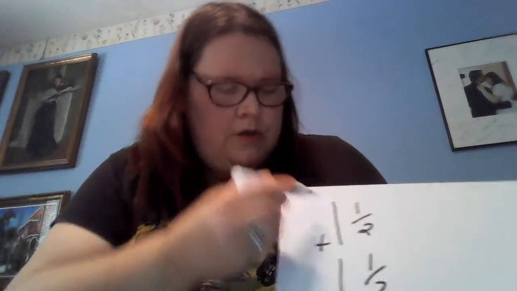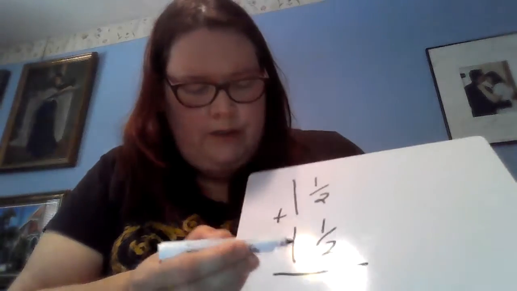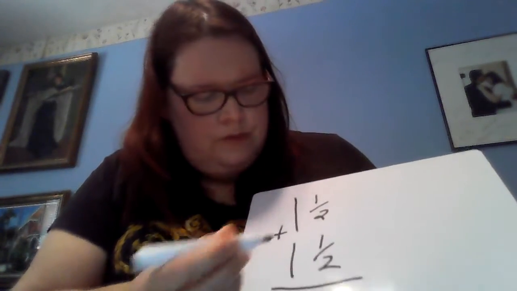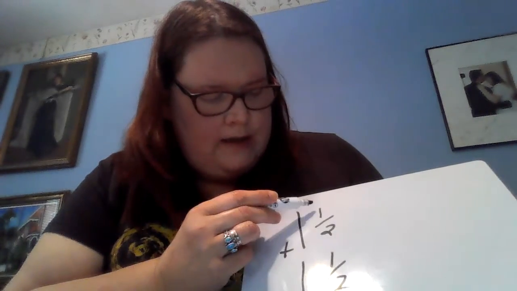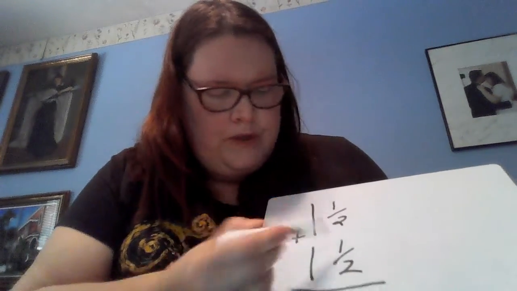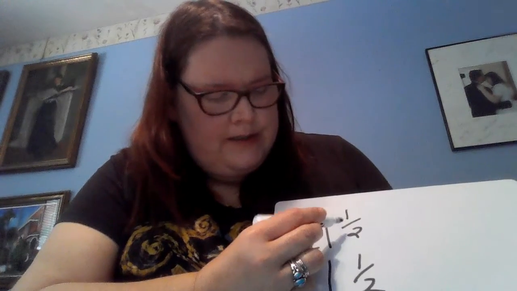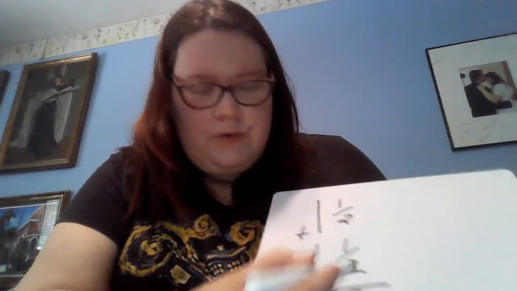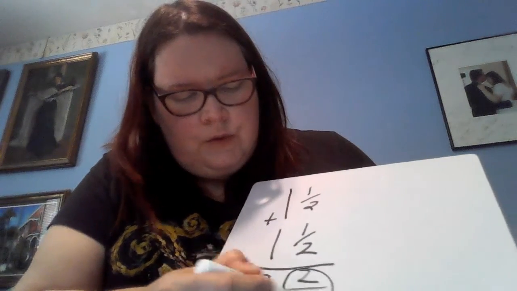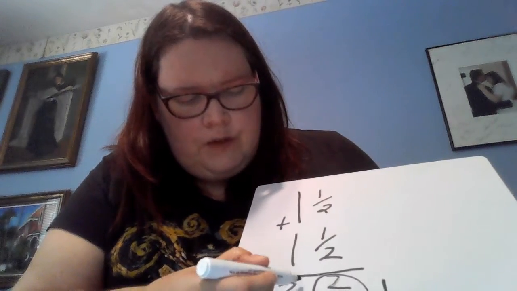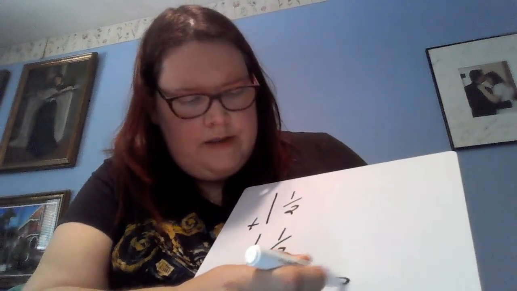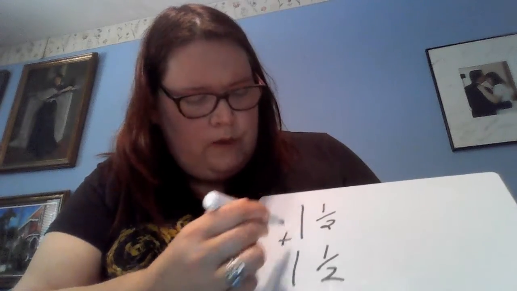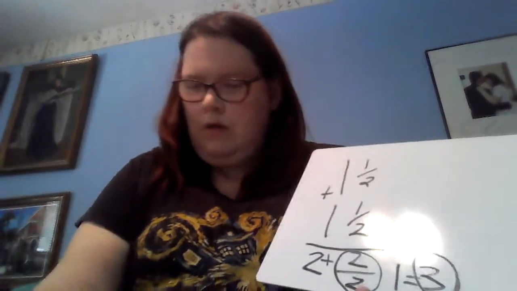Okay, so these are my whole numbers, 1 plus 1, so I'm going to go ahead and add those. 2, I've got 1/2 plus 1/2. I'm going to add my numerator. 1 plus 1 is 2. My denominator stays the same. 2. They're both 2, so they're going to stay 2. And just like before, that 2 over 2 is going to be equal to 1. So I'm going to add 2 plus 1. So my answer to 1 and 1/2 plus 1 and 1/2 is actually going to be 3. Okay? Try one more.